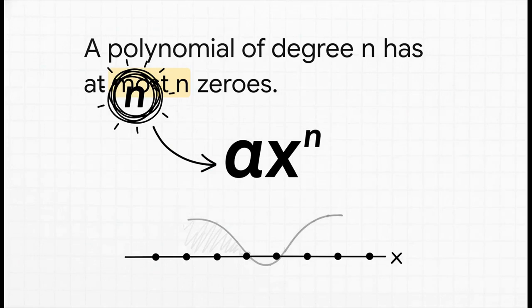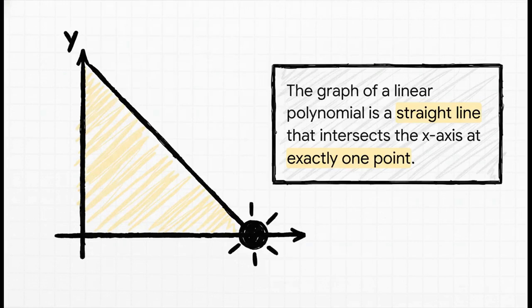All right, here's our first big piece of the code. Remember the degree, that highest exponent? It gives us a huge clue. It tells you the absolute maximum number of zeros a polynomial can have. So a polynomial with a degree of, say, n, can have at most n zeros. That's the rule.